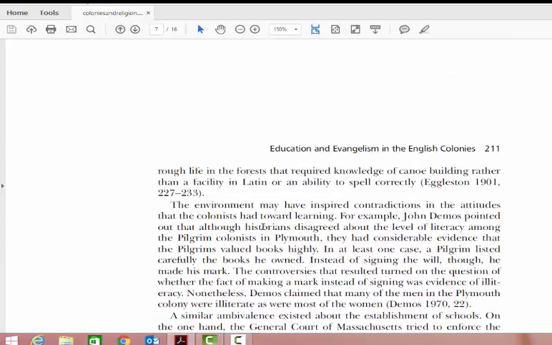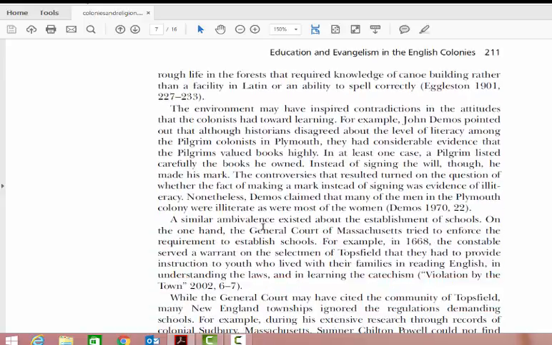Laws were passed on page 211. I'm back on my notes. Laws were passed that people had to learn. This right here talks about how the Puritans and Pilgrim colonists in Plymouth liked their books.